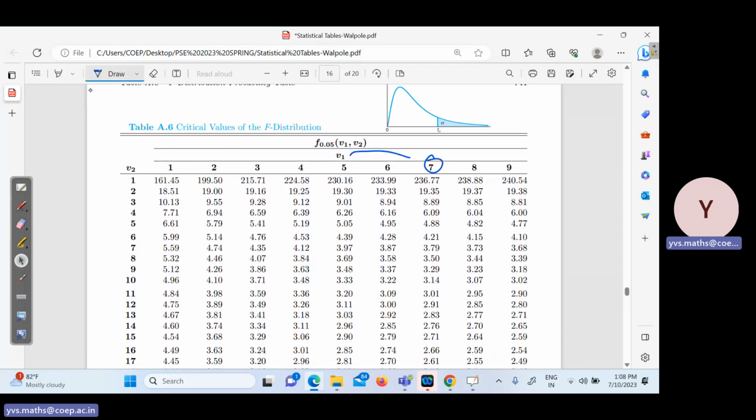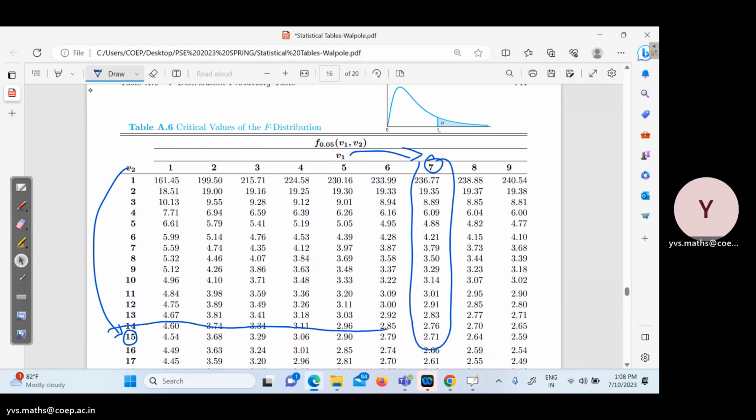So nu1, being the first degree of freedom, is 7, and nu2, being the second degree of freedom, is 15. You mark this column for 7 degrees of freedom as nu1 and mark this row for nu2 equal to 15 degrees of freedom, and the intersection is 2.71.